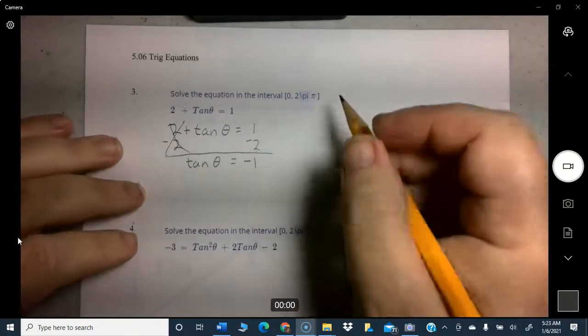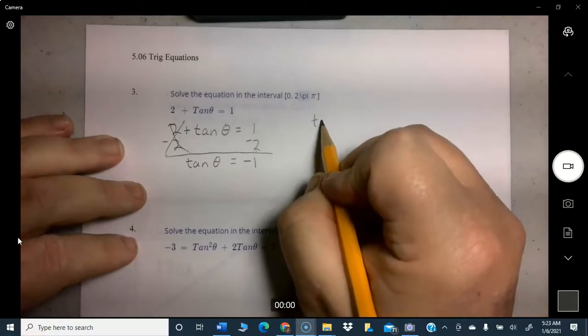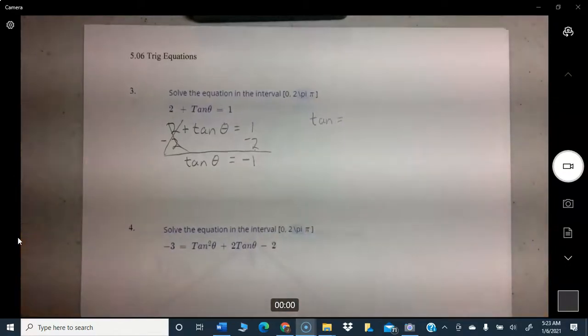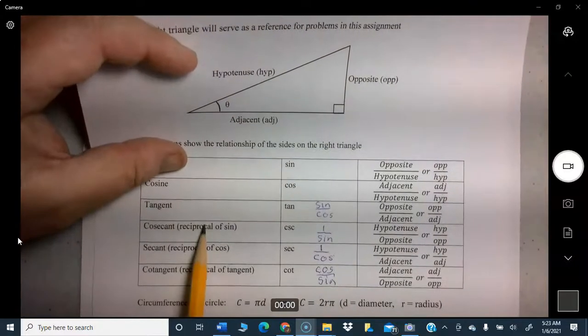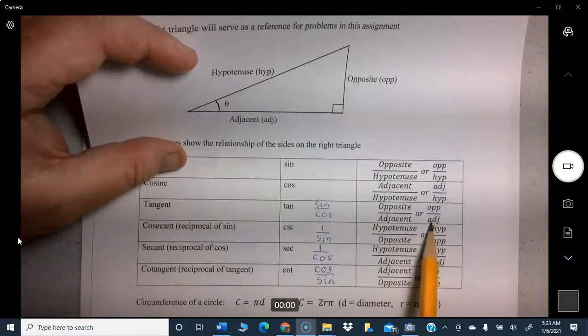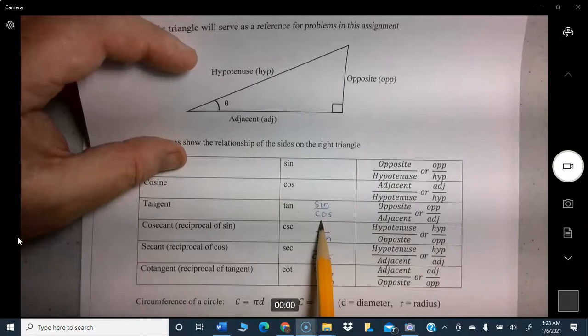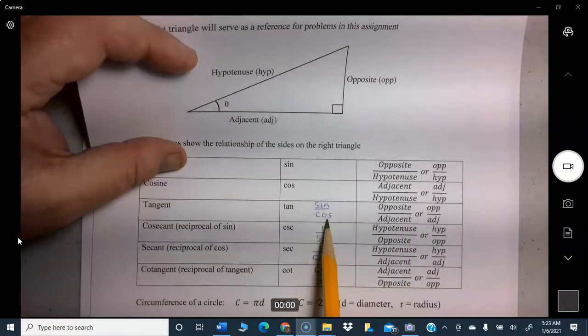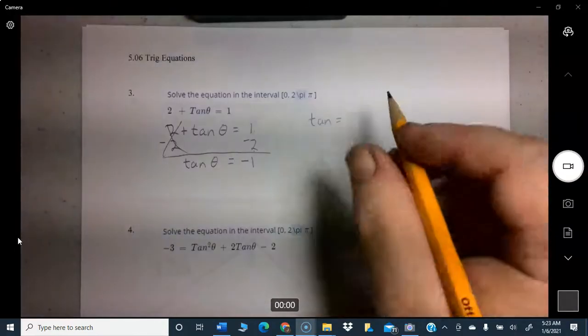So what we need to do is remember what a tangent is. Let's define it. You want to know what this is in terms of sines and cosines. And if we come over here, we see that tangent is the opposite over the adjacent, which means it's the sine over the cosine. We said the opposite is the sine, the adjacent is the cosine. So it's sine over cosine. So we're going to go ahead and write that down here.